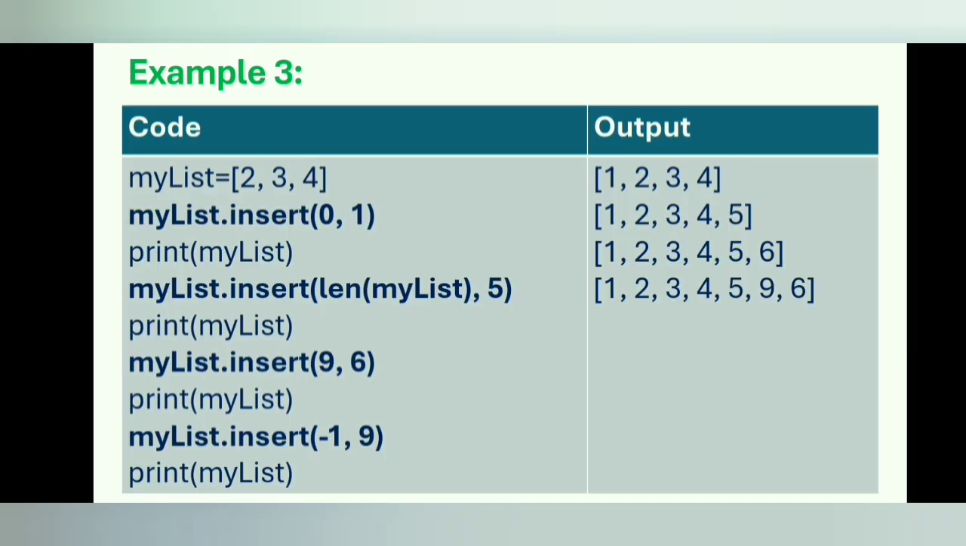In the next statement, we call the insert method with the index -1 and the new value 9 as arguments. If the index is negative, the element will be inserted relative to the end of the list. An index of -1 will insert the element before the last element. mylist.insert(-1, 9) inserts the new value 9 before the last element of the list. The print statement print(mylist) will display the modified list 1, 2, 3, 4, 5, 9, 6.